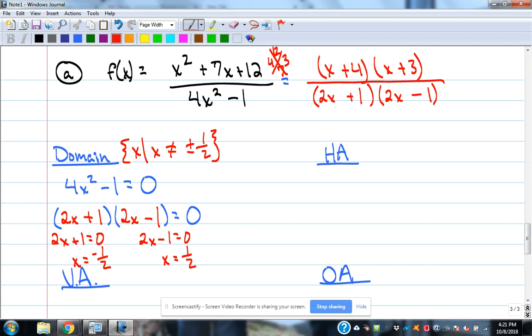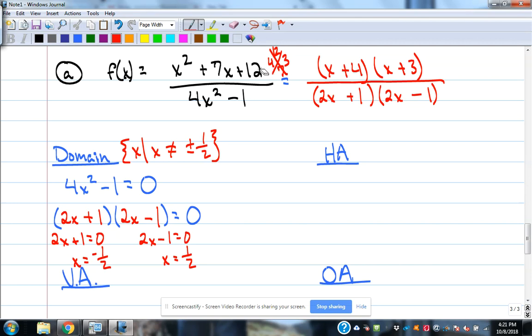So what that tells me is that I don't have any holes in this graph, and that's kind of alluding to section 5 that we'll talk about in a minute. There's no holes because I didn't cancel out any factors. And that also tells me that my vertical asymptotes are just going to come from those two factors that are on the bottom.